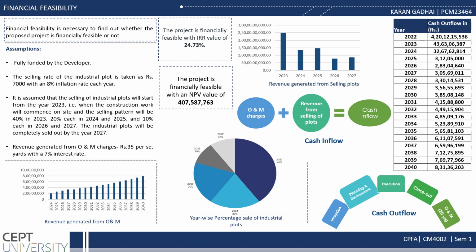Revenue generated from O&M charges is rupees 35 per square yard with an interest rate of 7% per year. And this is the cash inflow. For the sources of cash inflow, operations and maintenance charge and revenue from selling of lots is calculated. And for cash outflow, inception stage, procurement, planning and development stage, execution, closeout, and O&M stage for 20 years is calculated. As per the calculation, the IRR of the project is coming as 24.73.